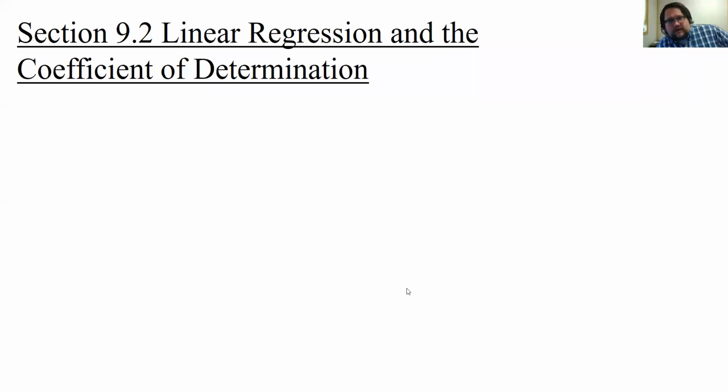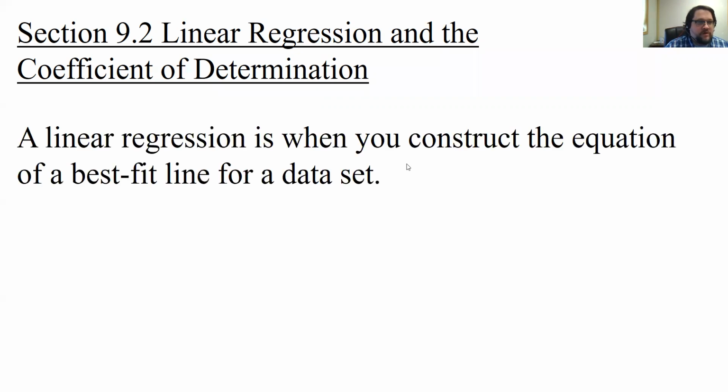Okay, let's look at section 9.2. 9.2 deals with linear regression and the coefficient of determination. So a linear regression is when you construct a best fit equation for your data set. And let me say, we're going to use a specific technique to find this best fit line.